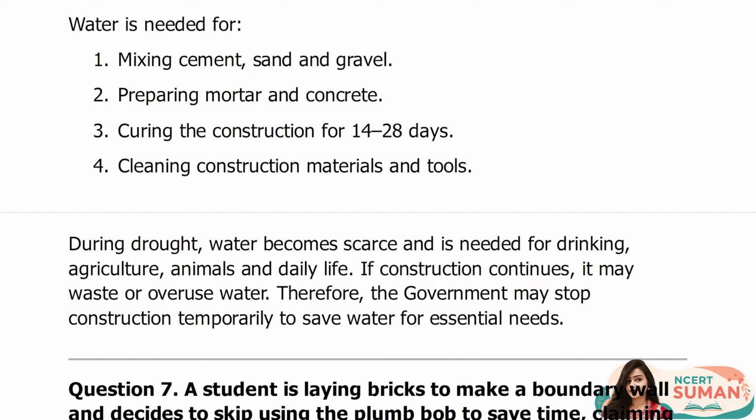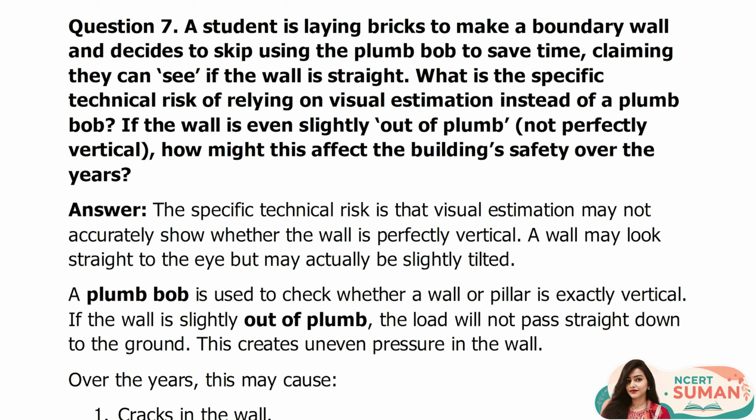2. Preparing mortar and concrete. 3. Curing the construction for 14 to 28 days. 4. Cleaning construction materials and tools. During drought, water becomes scarce and is needed for drinking, agriculture, animals, and daily life. If construction continues, it may waste or overuse water. Therefore, the government may stop construction temporarily to save water for essential needs.